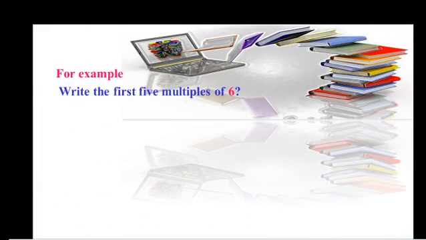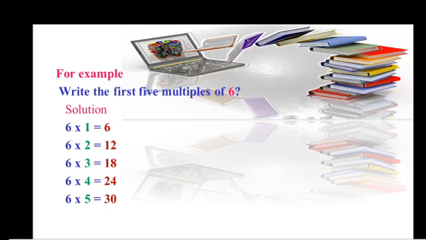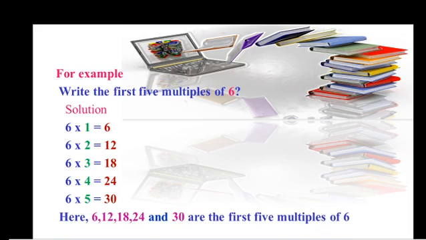For example, write the first 5 multiples of 6. Solution: 6 into 1 will get 6. Here 6 is the given number and 1 is the natural number, will get multiples. 2 sixes are 12, 3 sixes are 18, 4 sixes are 24, 5 sixes are 30. Because they asked only the first 5 multiples, 6, 12, 18, 24, and 30 are the multiples of 6.